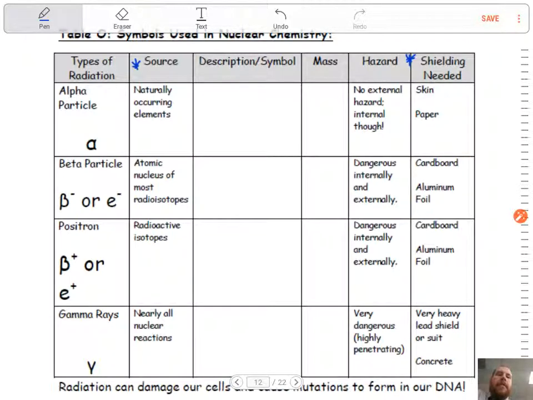I've got a picture on my packet here that's not on yours, but it'll give you that idea. So description and symbol, again, it's a helium nucleus for alpha particles. They are naturally occurring in elements. They have a mass of 4. No external hazard. Internal, though. If it does get past your skin, like our guest speaker was talking about how smoking causes cancer, it's because there are certain components found in cigarettes that, once they get into your lungs, start to undergo alpha decay, and that's the issue. But shielding, skin or paper, is what you would need to block it from penetrating and absorbing those particles.